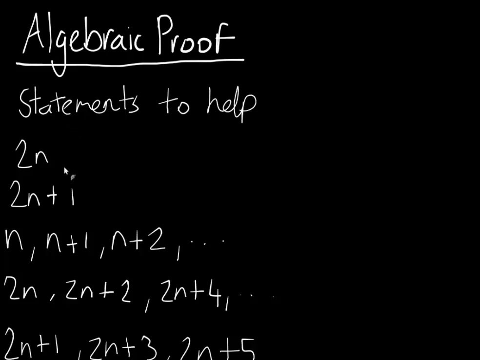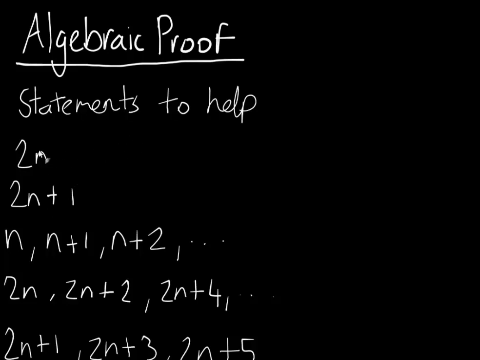I'm going to start off looking at some statements that I think are really helpful to know when you're doing algebraic proof, to help you start each question and hopefully get a few marks on each one. So starting off looking at 2n. We're going to need these statements to help us represent different things that might be part of a question.